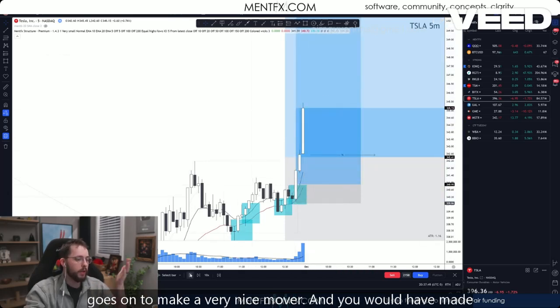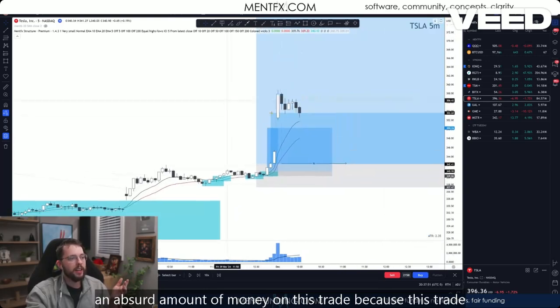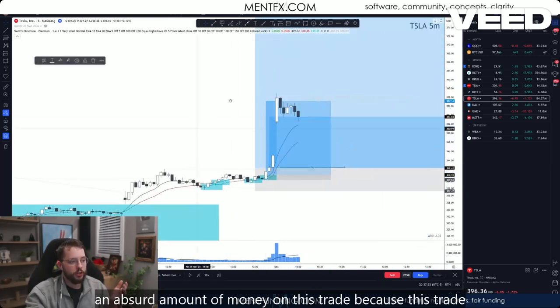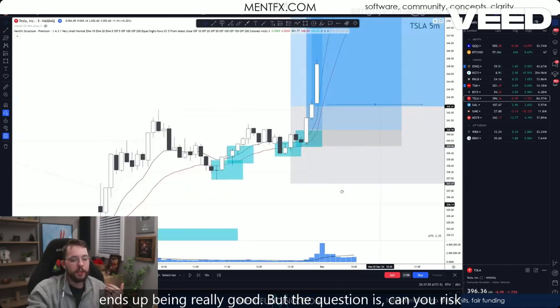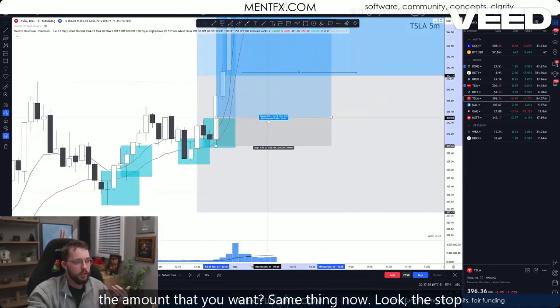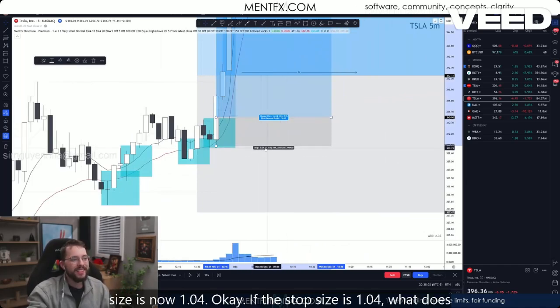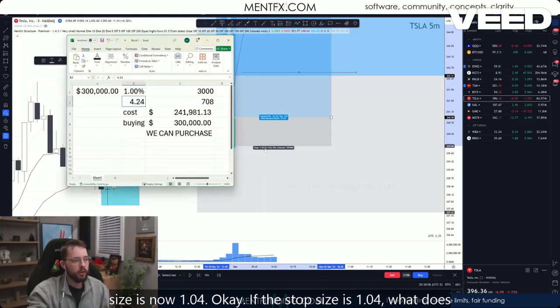And this one goes on to make a very nice move, and you would have made an absurd amount of money on this trade because it ends up being really good. But the question is, can you risk the amount that you want? Same thing now, look. The stop size is now 1.04. If the stop size is 1.04, what does that mean?